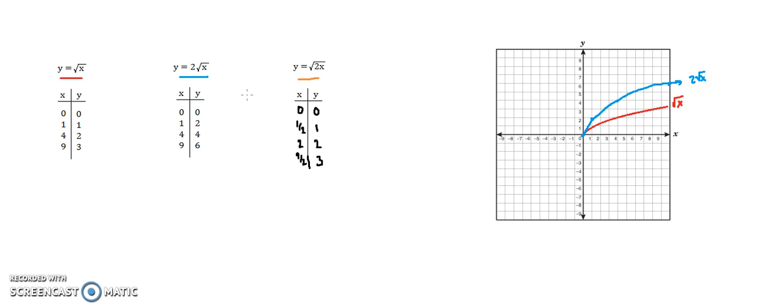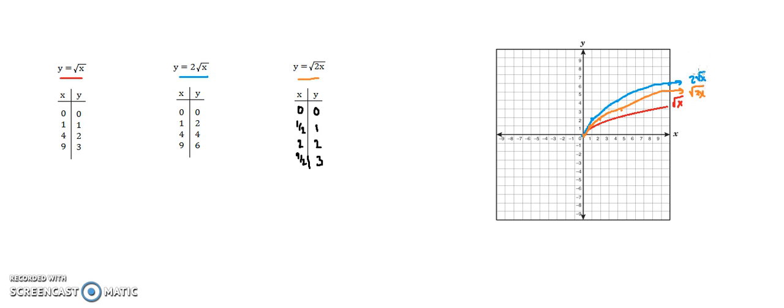with your two hands. So we still have (0, 0). We have (1/2, 1). We have (2, 2). And we have (9/2, 3), which is about 4 1/2. Okay, so this orange one coming up the middle is square root of 2x.